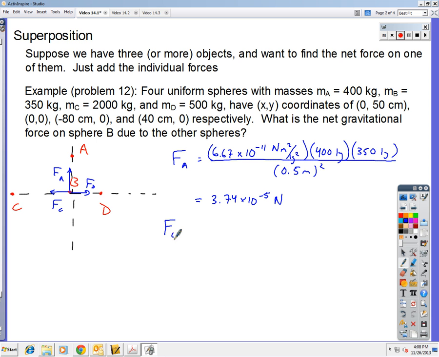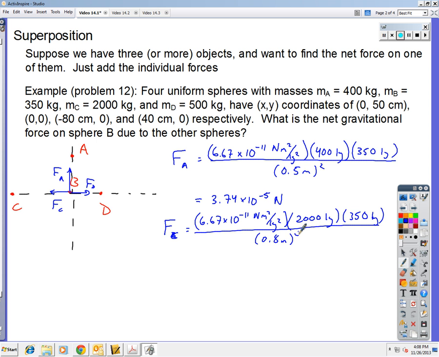Then we can find FC, where we use the same equation, just different mass and distance. The mass of C is 2,000 kilograms. B is still 350. And the distance now is 0.8 meters. And so FC works out to be 7.30 times 10 to the negative 5 newtons.